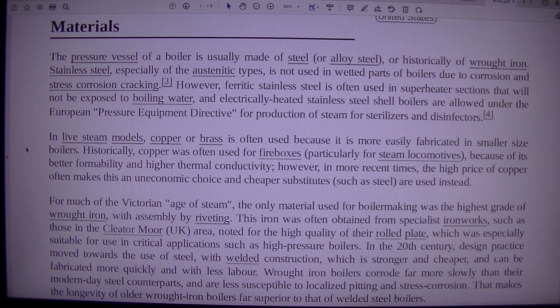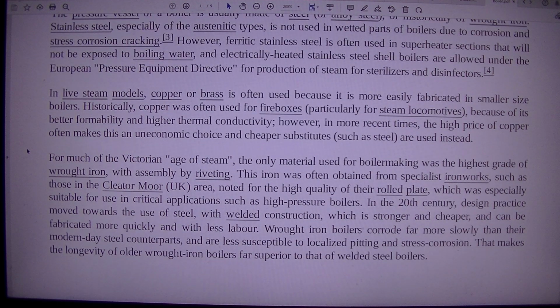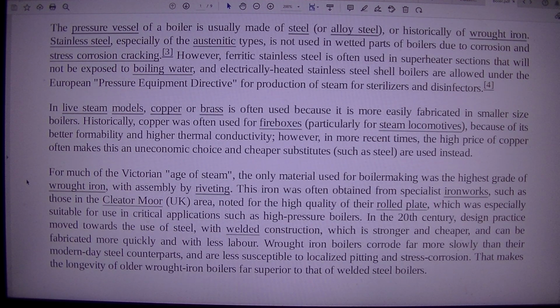For much of the Victorian age of steam, the only material used for boiler making was the highest grade of wrought iron, with assembly by riveting. This iron was often obtained from specialist iron works, such as those in the Cleator Moor, UK, area, noted for the high quality of their rolled plate, which was especially suitable for use in critical applications such as high-pressure boilers. In the 20th century, design practice moved towards the use of steel, with welded construction, which is stronger and cheaper, and can be fabricated more quickly and with less labor.